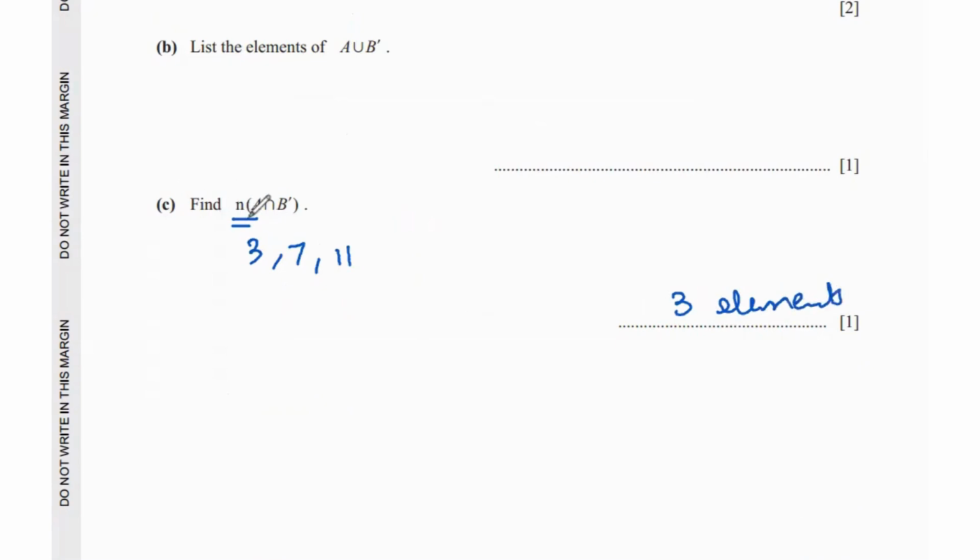Remember, if it says n, that means they want the number of elements. If it just says list the elements, then you will write these 3, 7, and 11. So you need to know the difference between the two things. Because if you don't write the correct thing, they won't give you a mark.